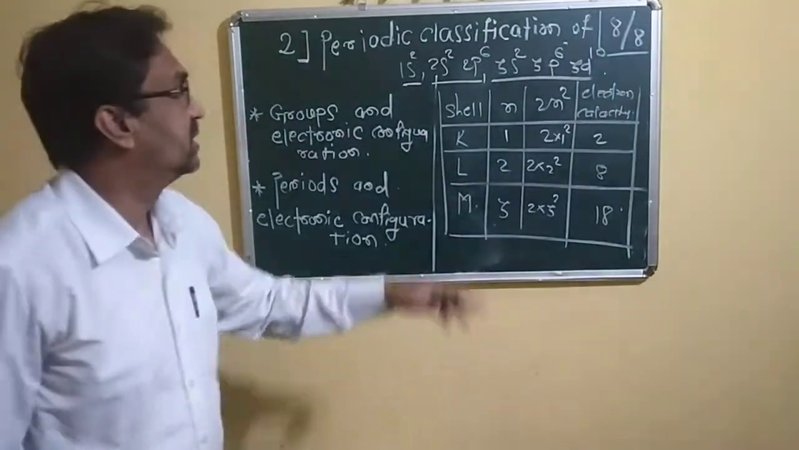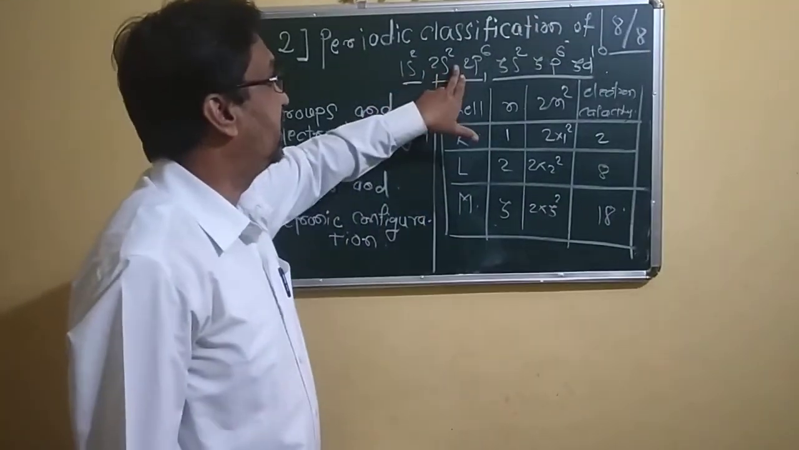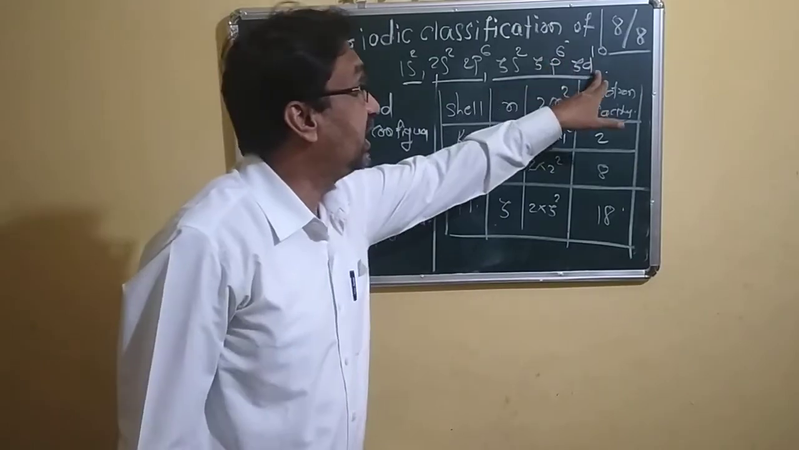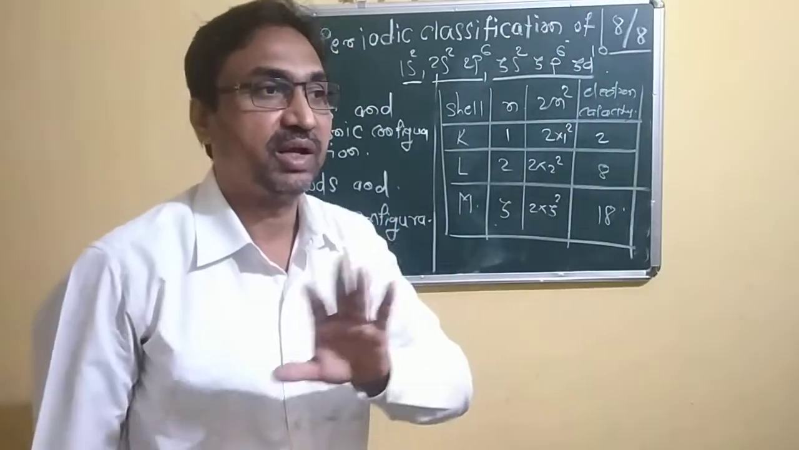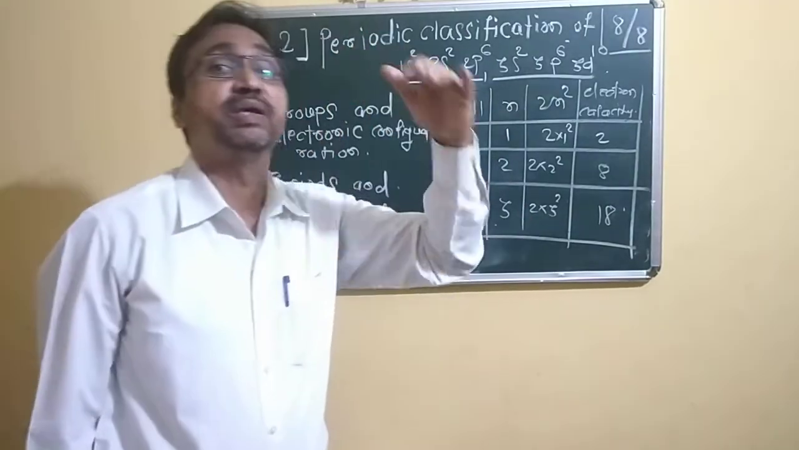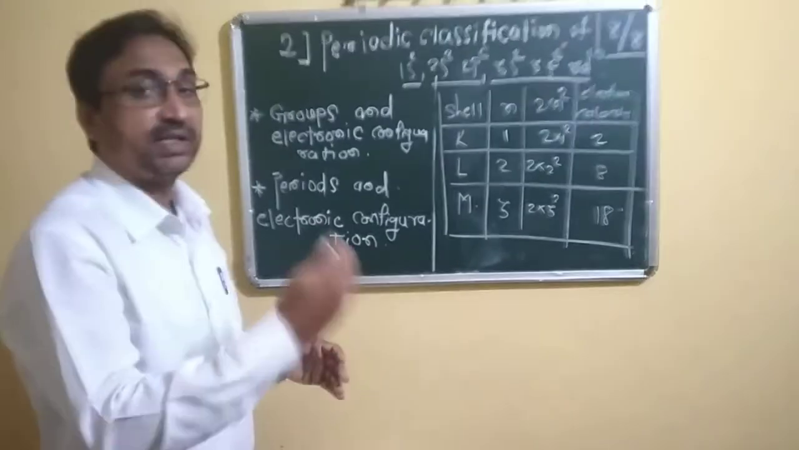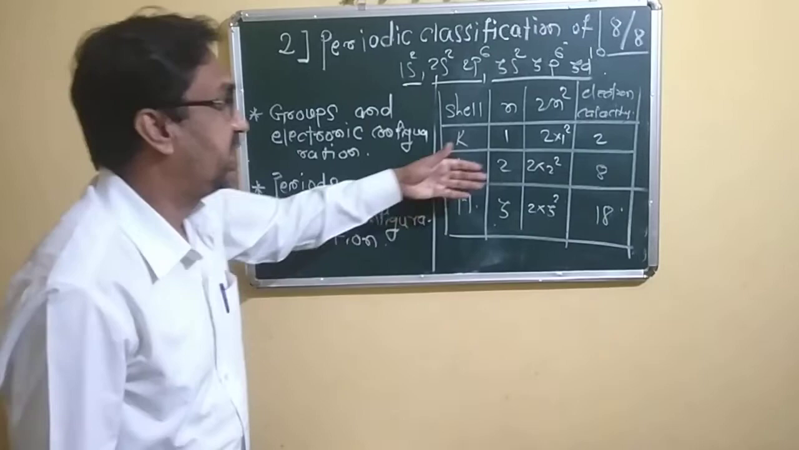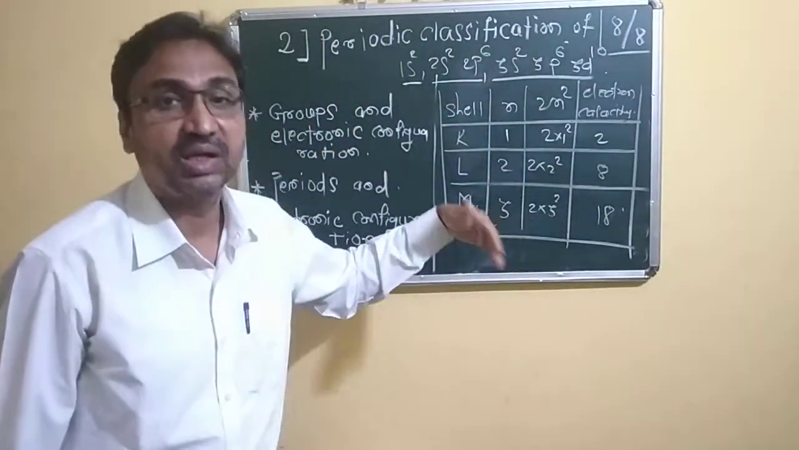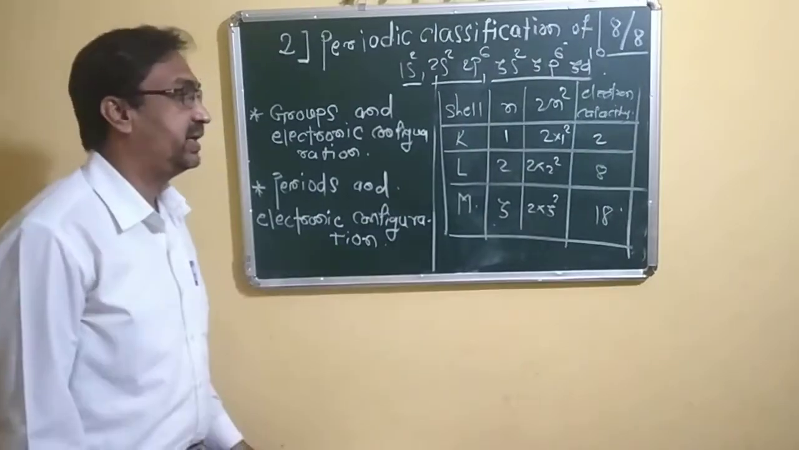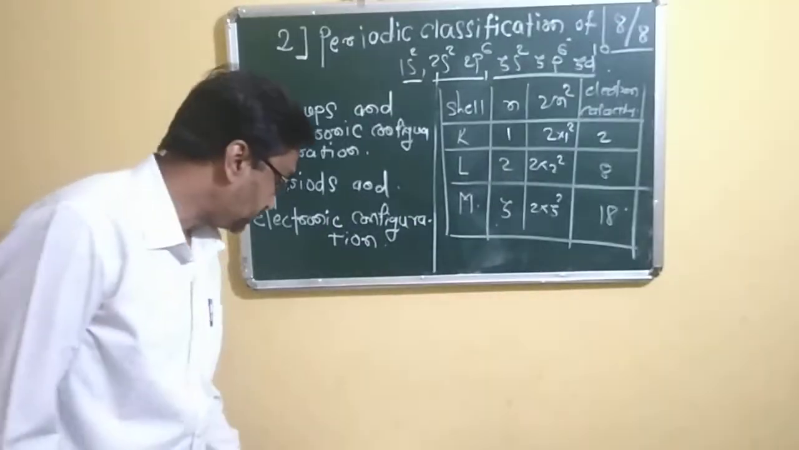And that means 2 electrons, 8 electrons, that is 18 electrons. In this way we can write down the electronic configuration, where the subshells are there. We cannot write 2, 8, 18 in this way. We can write 2, 8, 8, in this way, 2, 8, 8, 18 in this way.